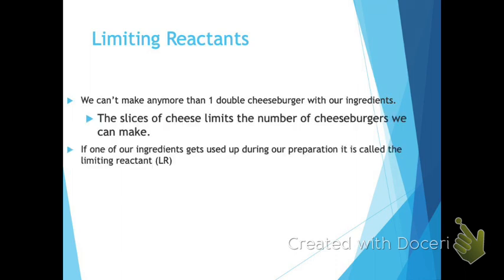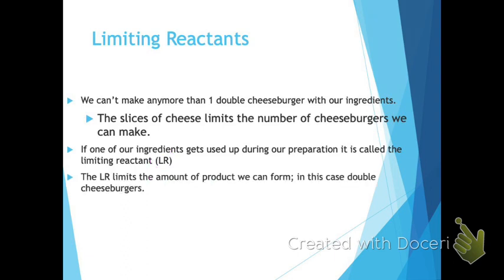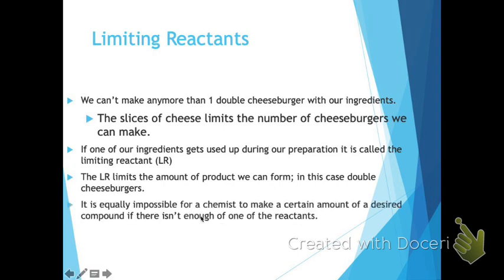Okay. If one of our ingredients gets used up during preparation, it's called the limiting reactant. You will see me abbreviate that with an LR a lot, okay? LR just means limiting reactant. Limiting reactant limits the amount of product we can form, and in this case, that was double cheeseburgers.